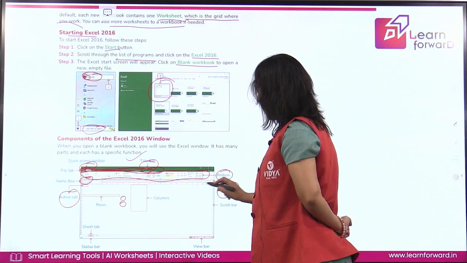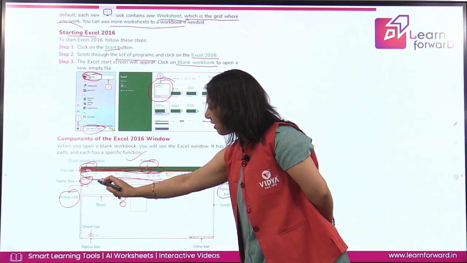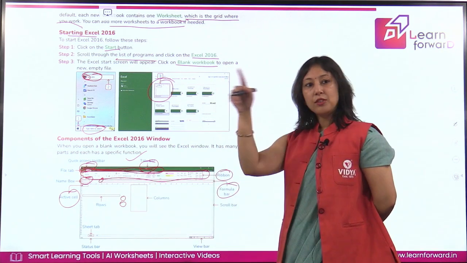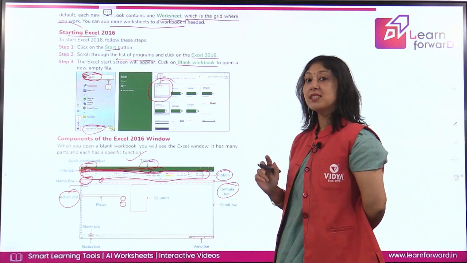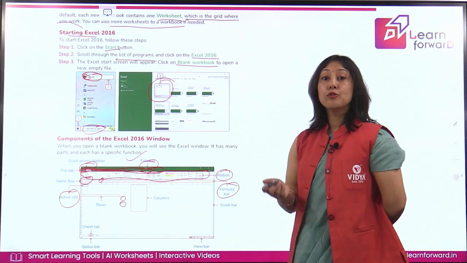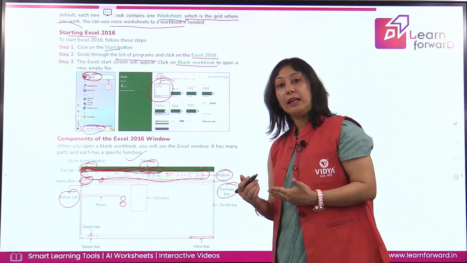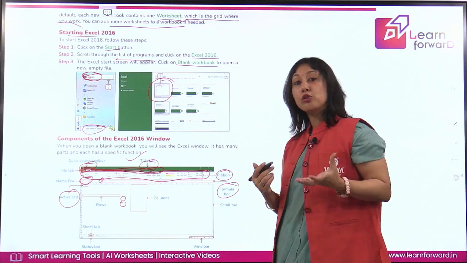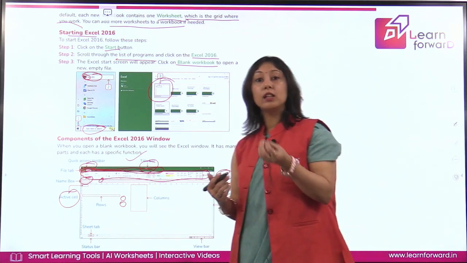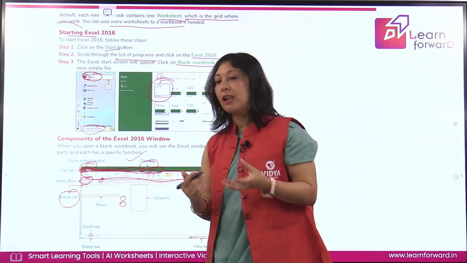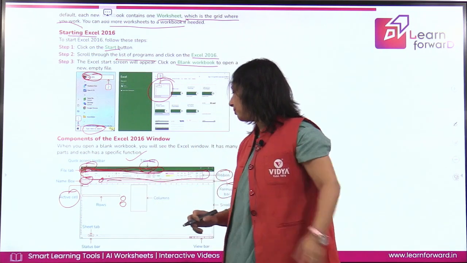Okay, formula bar. You can see fx written over here, and the bar just ahead of your fx is your formula bar. It is used for applying any formula that you want to apply on your data. It is also used for viewing the text that you have entered in your cell. Everything appears over here.